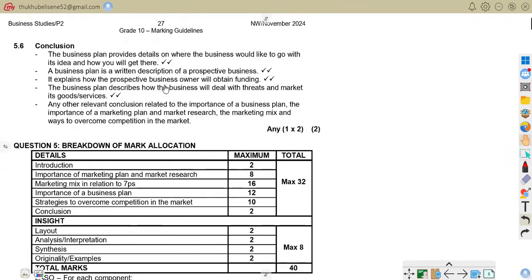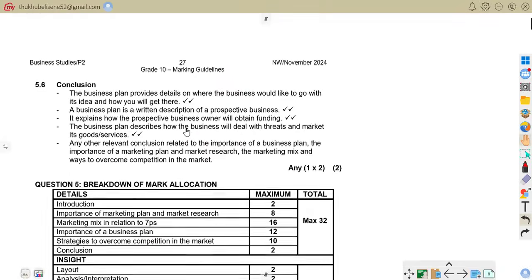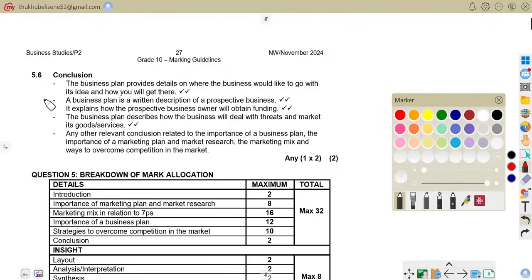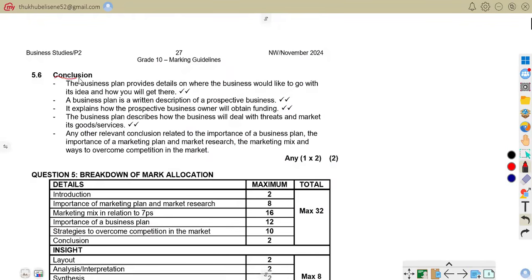So now we are to conclude our question 5, a business plan. Now we have to give a conclusion. Like I've said when I started this presentation, make sure that you have an introduction as well as a conclusion. So here is our conclusion. The business plan provides details on where the business would like to go, what direction it will take with its idea, and how you will get there.